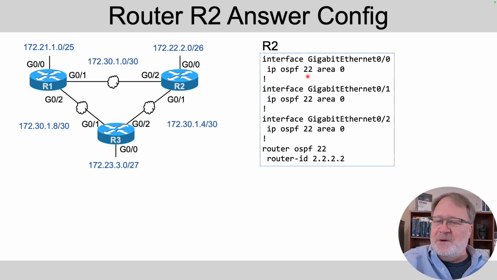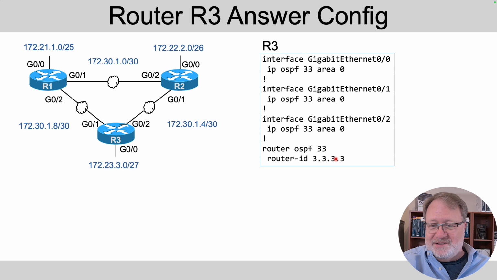So enable OSPF, place the interface in area 0, and by the way, make this router's router ID 2.2.2.2. Now, even if you hadn't answered like this, you probably can guess what router R3's config would look like now, right?